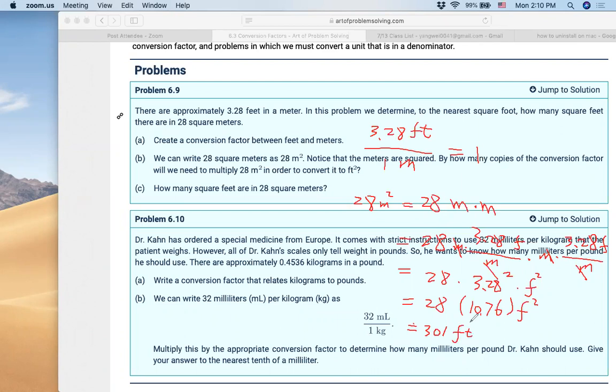Okay, ft squared. You can use ft to represent feet. So the answer for this one equals 301 square feet. Okay, nearly everyone got the correct answer. Very good.